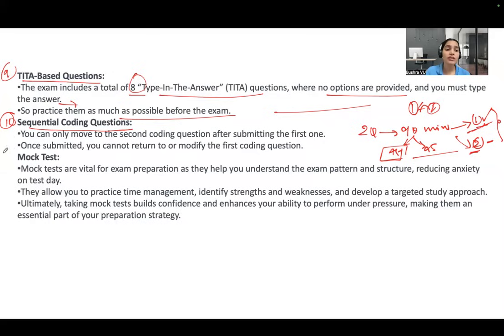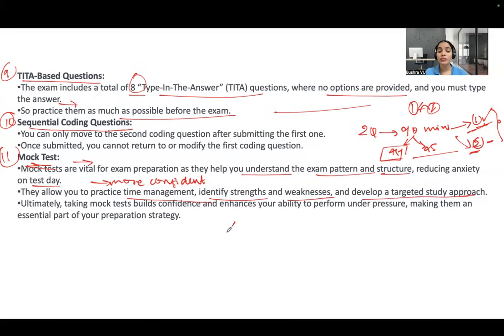All right. So finally, our very important tip, regardless of which exam it is: mock tests. Try to give as many mock tests as possible. It will help you understand the exam pattern and the structure. It will reduce your anxiety. It will make you more confident also, because if you know the exam pattern, if you know what kind of questions are asked, if you're able to solve it in the timeline, then you will automatically become more confident. They allow you to practice time management like we discussed. It will help you identify your strengths and weaknesses, and it will also develop a targeted study approach.